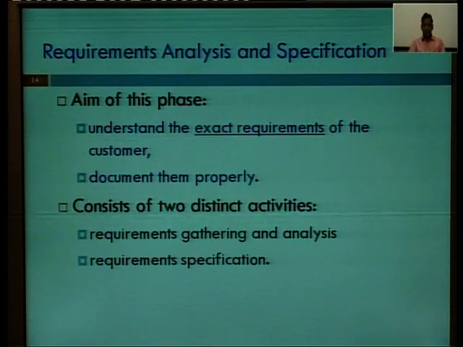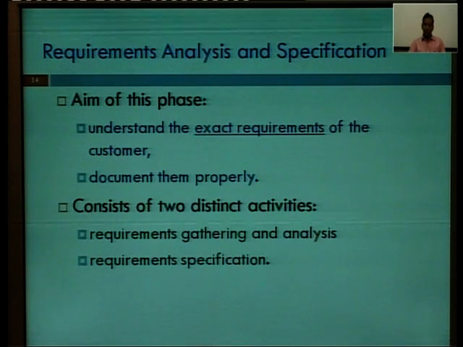The SRS document serves as the legal document for resolving misunderstandings between the customer and the organization. For that reason, the SRS document is very important in the software development life cycle, because all the development rests on the SRS document. This SRS document specifies the requirements of the customer and what is required to be developed in the software. This is done in the requirement analysis and specification phase of the SDLC.